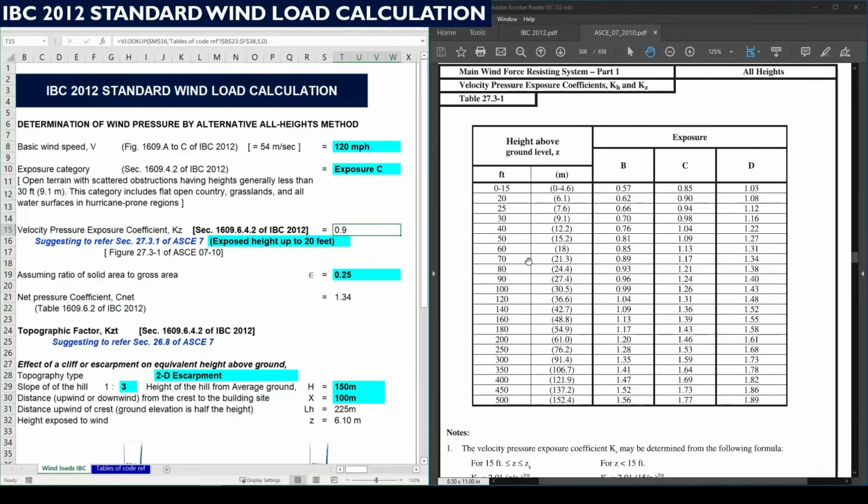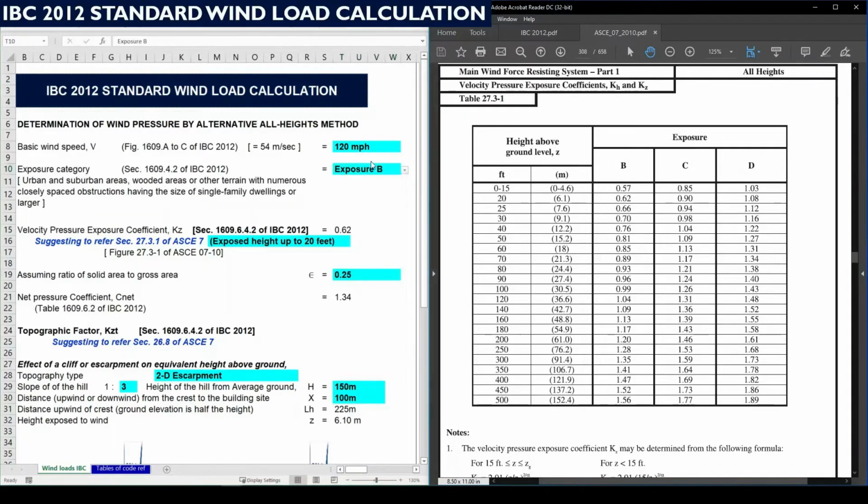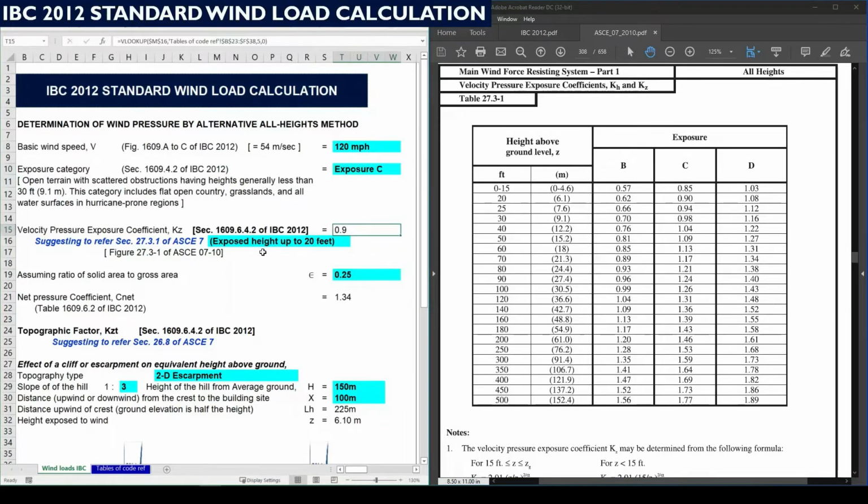So in the table on the right hand side of the PDF, you can see that for 20 feet height, for category C, it is 0.9. Similarly for B, it is 0.62, and for D, it is 1.08. So let me consider exposure category as C. Thus, this is the method to find out the velocity pressure exposure coefficient.